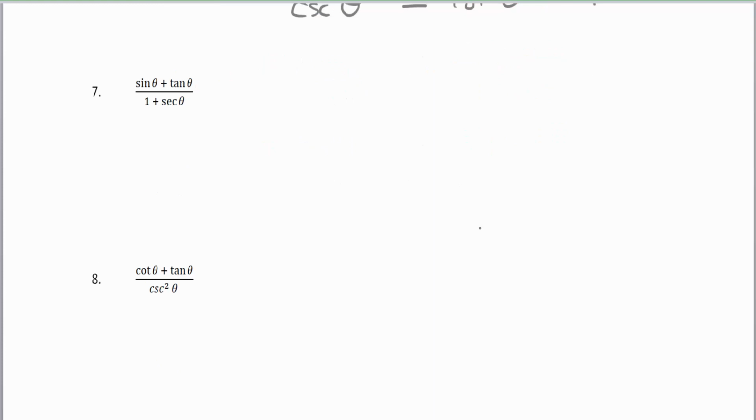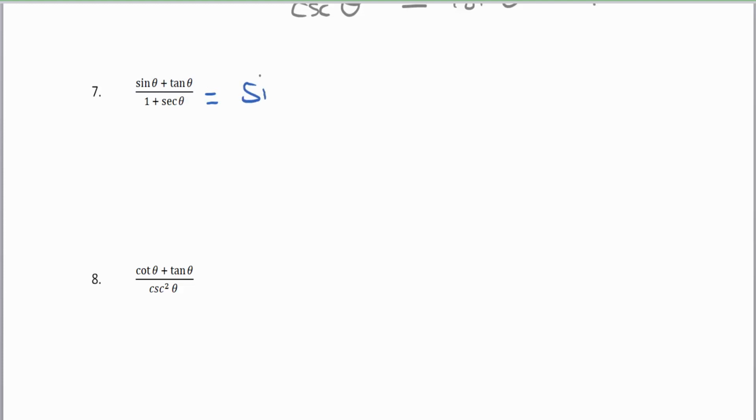Now let's check out sine theta plus tangent theta over 1 plus secant theta. Now this is a problem where I'm going to introduce a not so great topic from college algebra, complex fractions. You can see that I'm going to take this sine theta plus tangent theta, and I'm going to turn everything that's not a sine or a cosine into a sine or cosine.